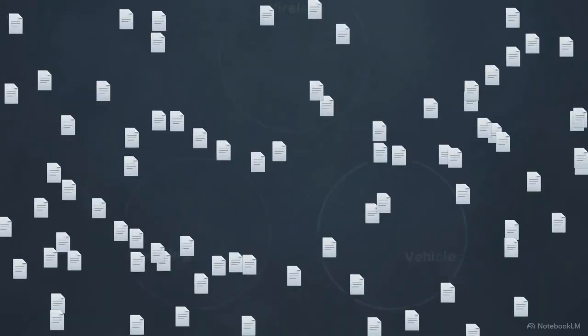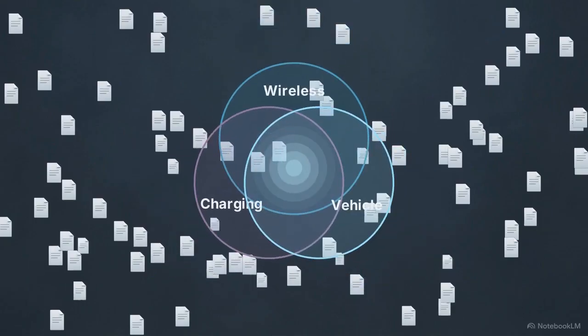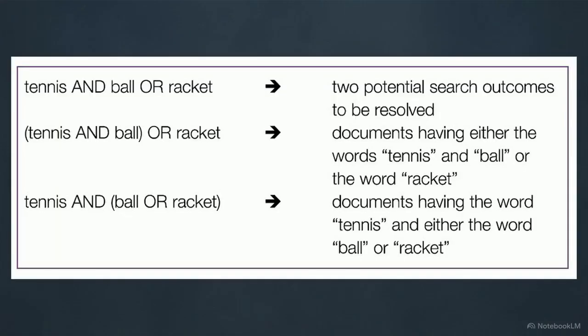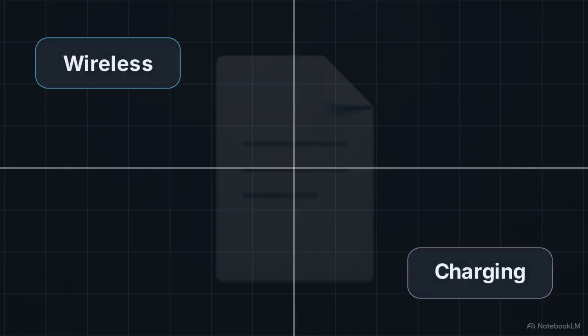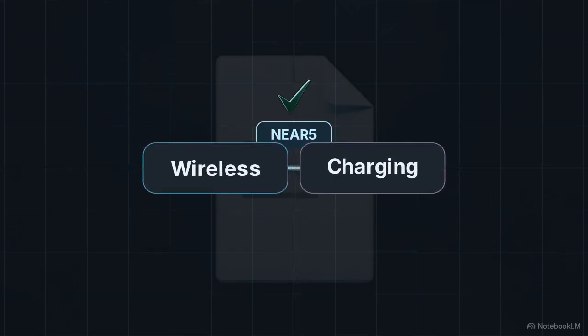By using operators like AND or OR, you require the database to find documents where multiple specific terms are present, narrowing the results. Instructive, this shows how Boolean combinations resolve different outcomes. A search for tennis AND ball OR racket separates documents with both tennis and ball from those that only mention a racket. But simply having words in the same file doesn't prove they are related. A successful search must force the database to understand the physical and contextual connection between your terms.